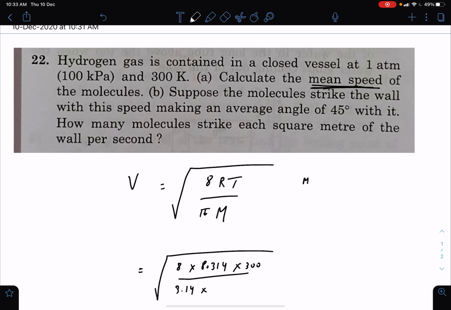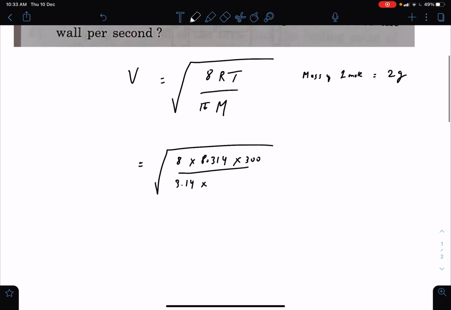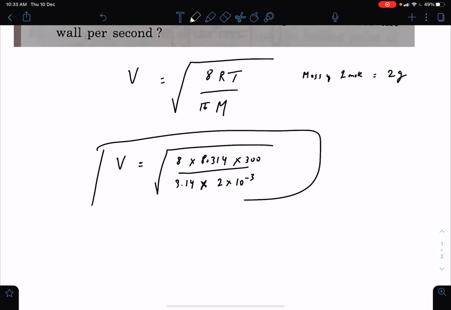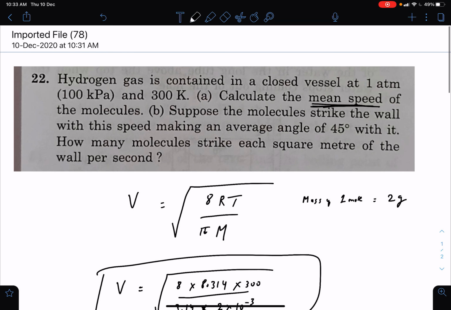Molar mass means mass of 1 mole. For hydrogen you may know that molar mass is 2 gram. But we can't substitute 2 gram here because that is in grams, so we have to divide by 1000 to convert it into kg. So 2 into 10 raised to minus 3 is the molar mass in kg. So this v will be the answer for the first part, which is to calculate the mean speed.